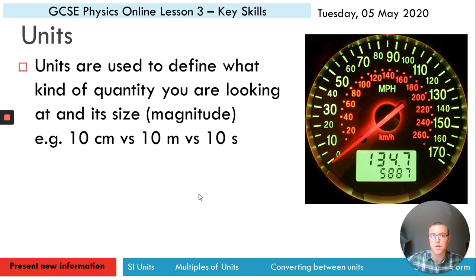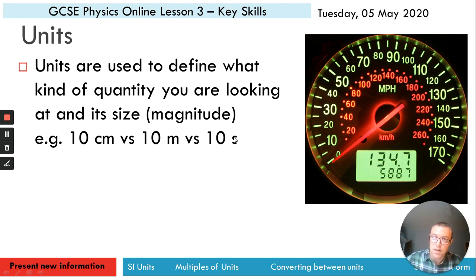Okay, so units. What are they? Units are used to define what kind of quantity we are looking at, and its size, or magnitude. Magnitude is just another word for size. So for example, 10 centimeters tells you that it's length, and 10 centimeters is quite small compared to 10 meters. Meters tells you that this quantity would be length as well, so how long something is. But 10 meters is going to be much larger than 10 centimeters. So the unit tells us what kind of quantity we're looking at and its magnitude.